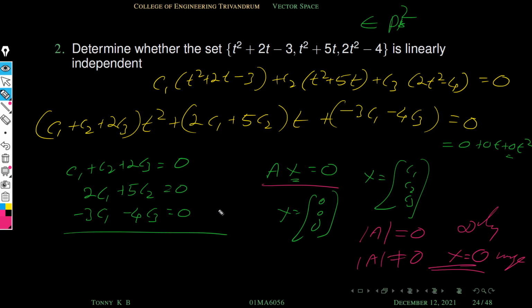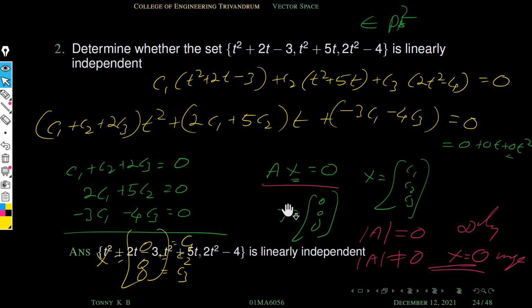Anyway, we can solve for the system, and we can conclude that x equals 0, 0, 0, 0. That means C1 equals 0, C2 equals 0, C3 equals 0. So what is our conclusion? By solving the system or using this concept, we can identify that the system has only the zero solution. So this given set of three vectors is linearly independent. Clear?